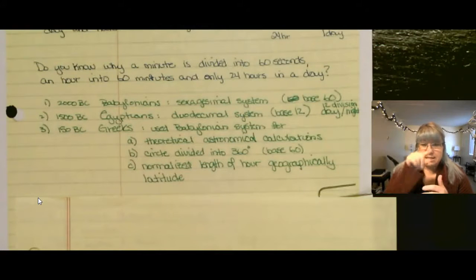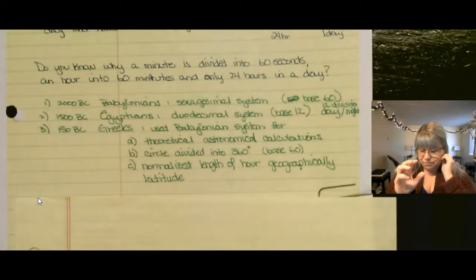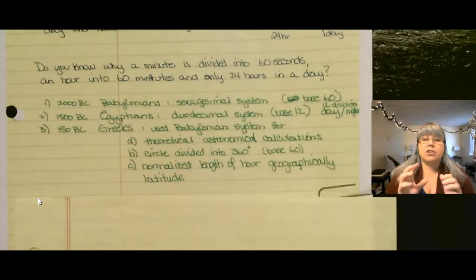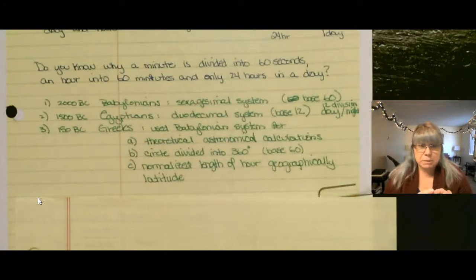So 60, 60, 60, portions of 60, and you get 360 degrees all the way around. They normalized the length of the hour, calculated based on your geographical location. So the Greeks really kind of pulled it all together for us, and we've kept it the same since 150 BCE.